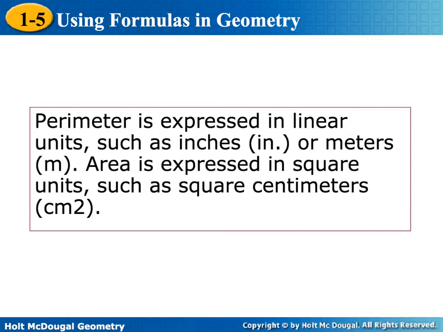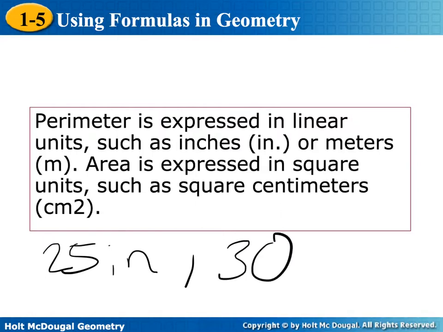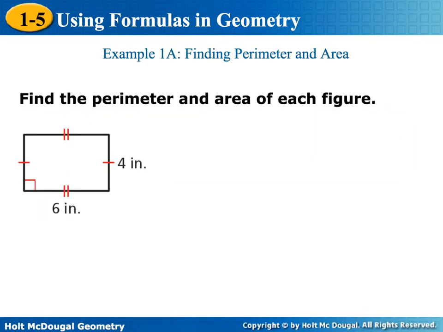Okay, next, perimeter is expressed in linear units such as inches or meters. Area is expressed in square units. So when you're labeling something, if you're finding the perimeter, let's say it's 25, your answer is going to be 25 inches. If you're finding the area, let's say it's 30, the area is going to be 30 inches squared. So make sure you're using correct units on your answers as well.